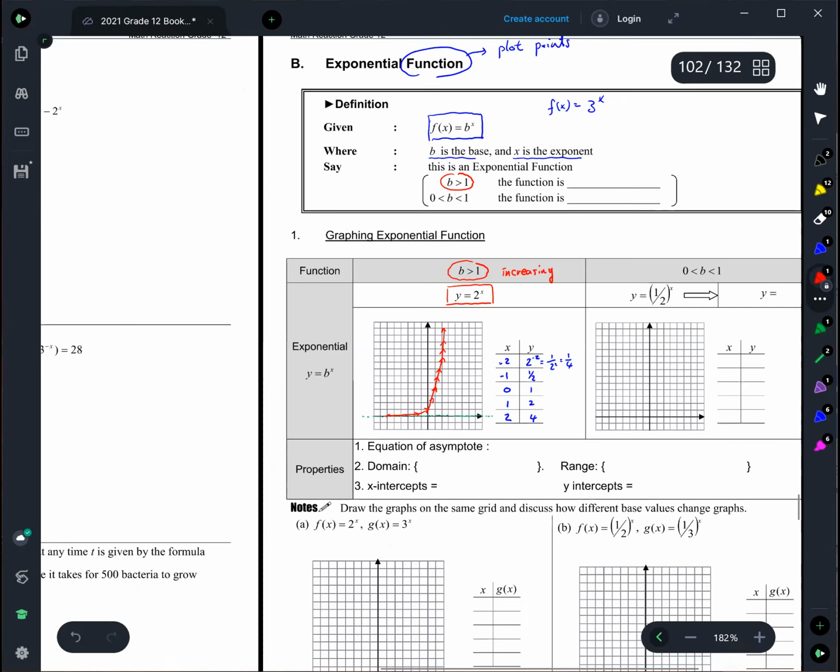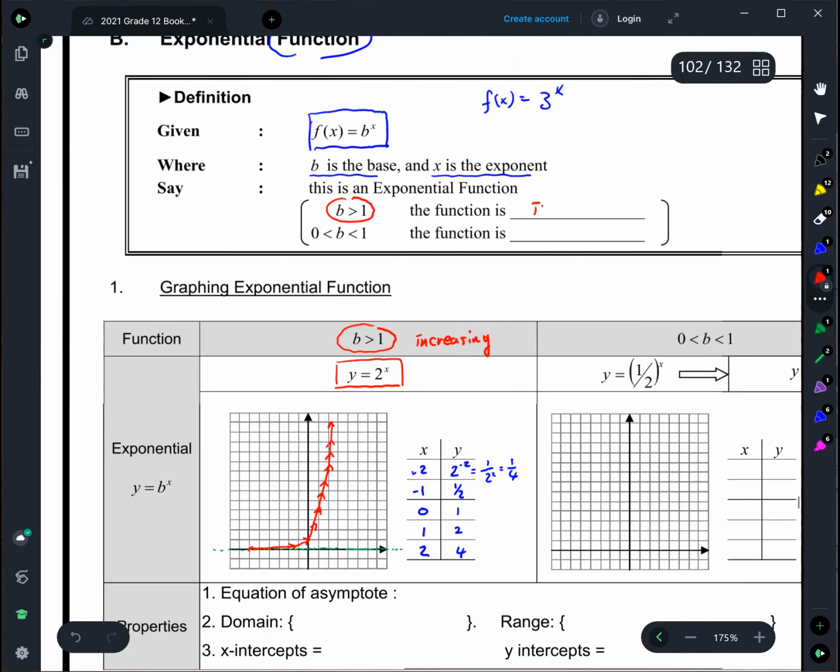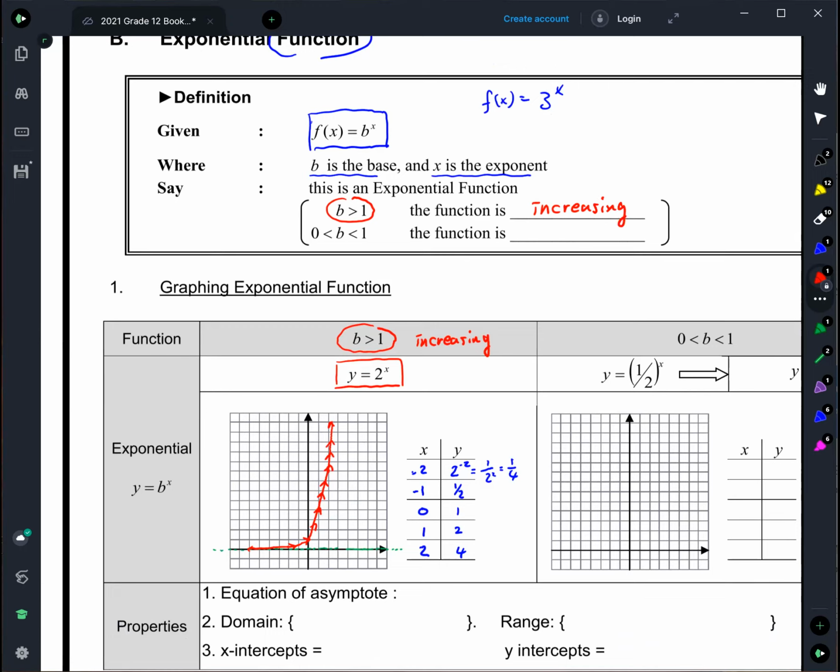So that's our first one up there. You can fill that in. B greater than 1, the function is increasing, meaning it gets higher. Okay, so the other one is when the base is between 0 and 1.